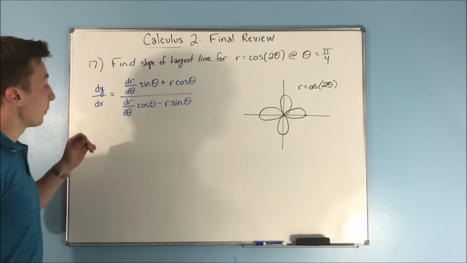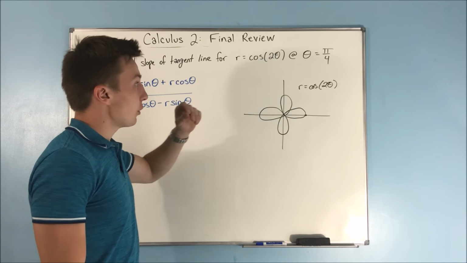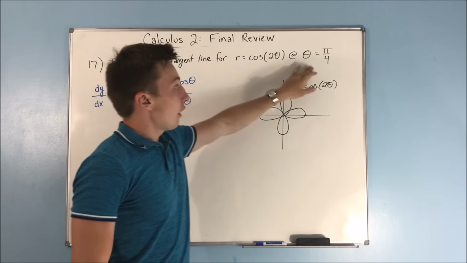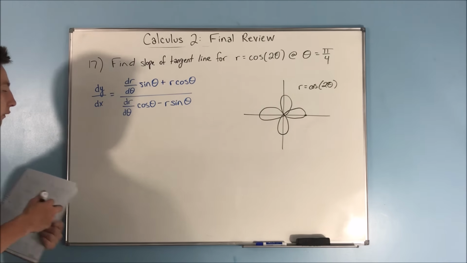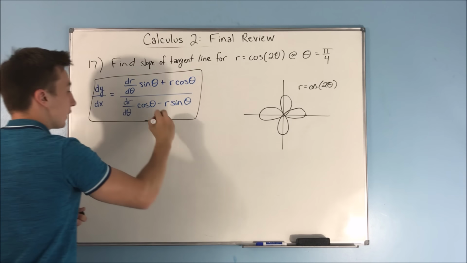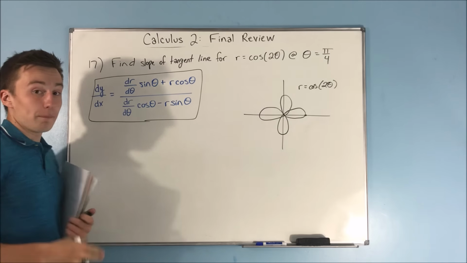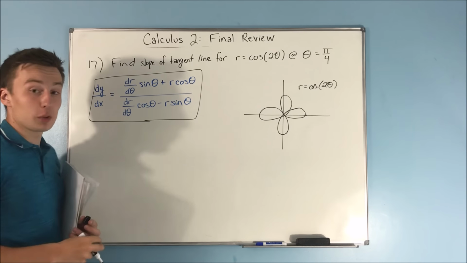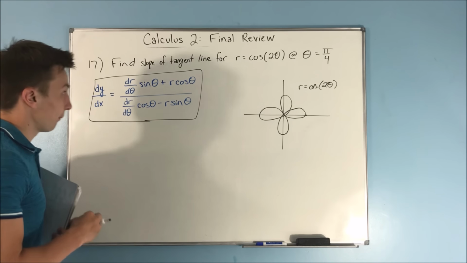Now for our next problem, we want to find the slope of the tangent line for r equals cosine of 2 theta again, but at theta equals pi over 4. Here's your equation, here's your dy/dx. If you don't remember it, that's not a big deal. This is something that we figured out in the explanation video for derivatives with polar, which will be linked in the description if you want to check that out.